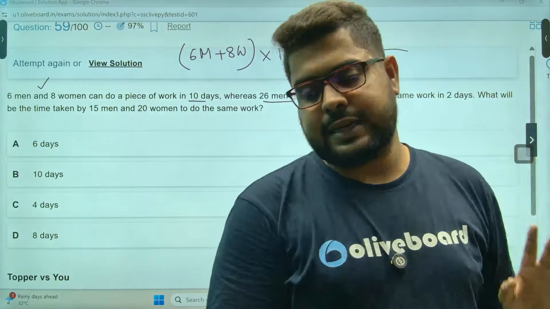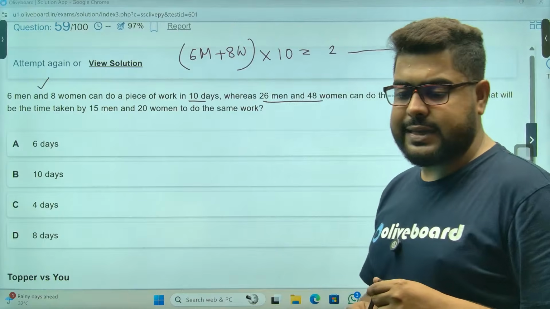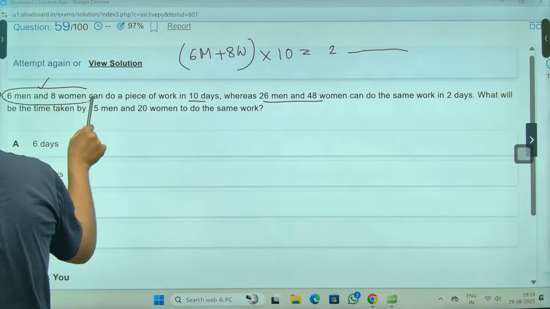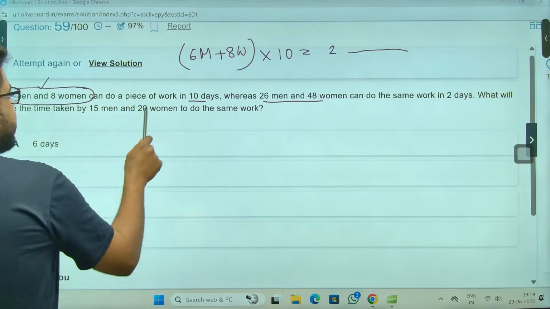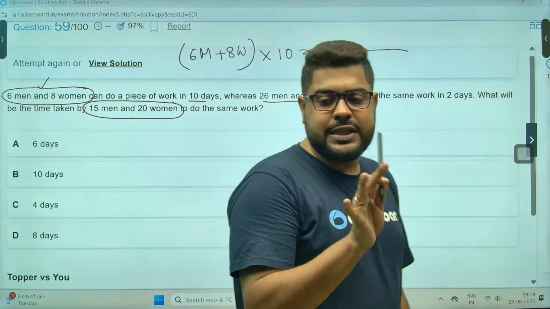But think for a second, please, everyone, I'm asking you to listen to me for the next 30 seconds. Sir, 6 men, 8 women. And finally, they are asking 15 men and 20 women. You see, the ratio is same.